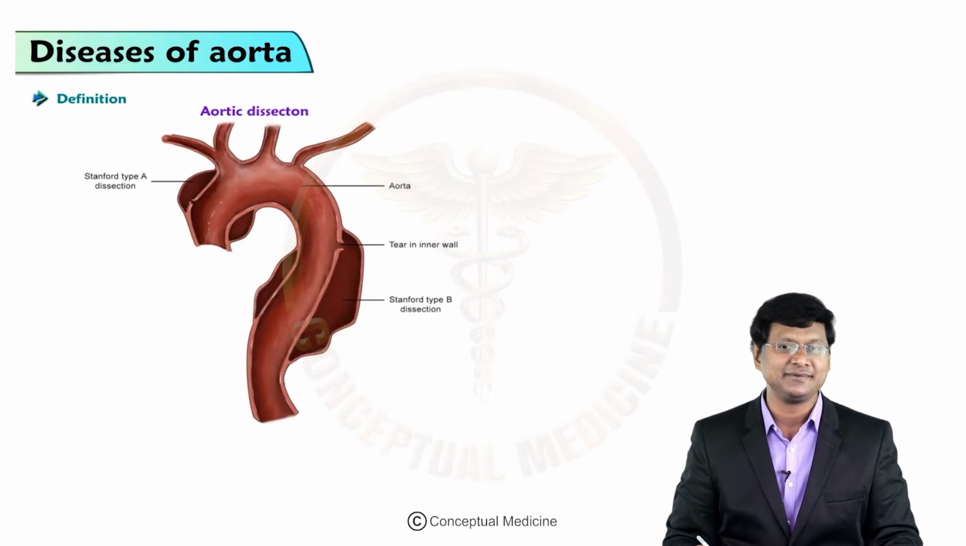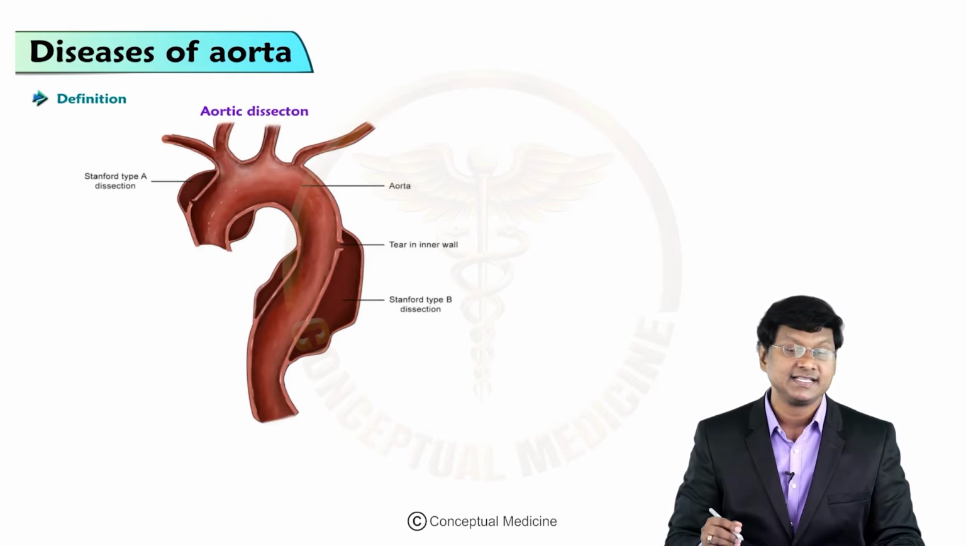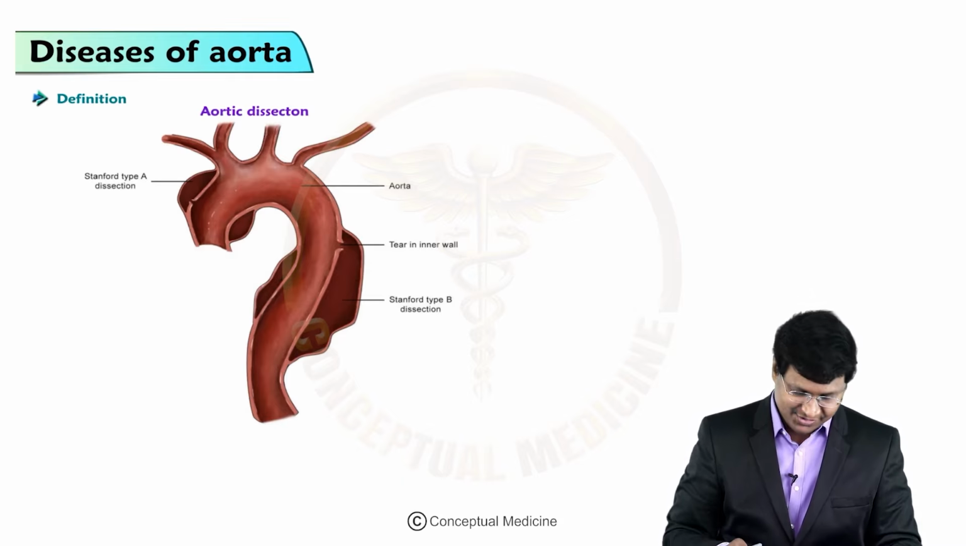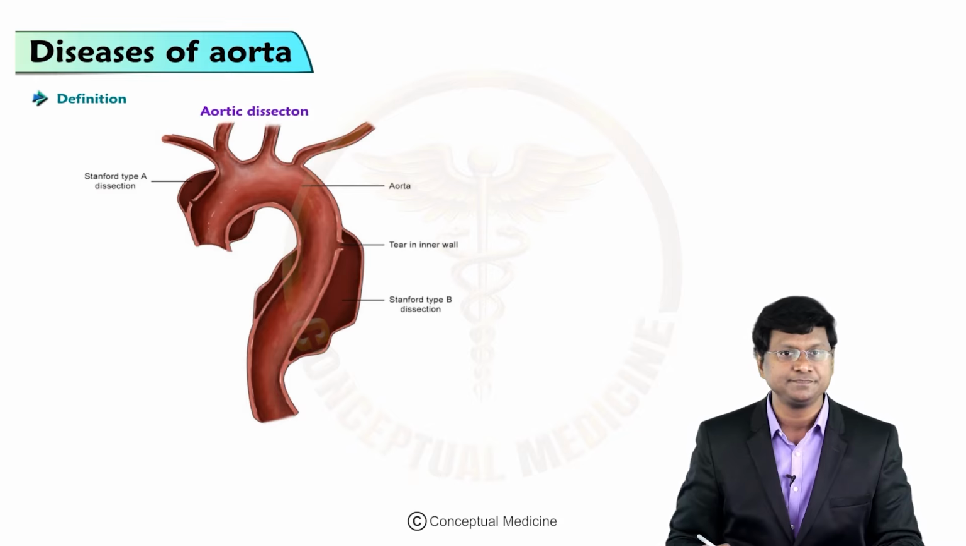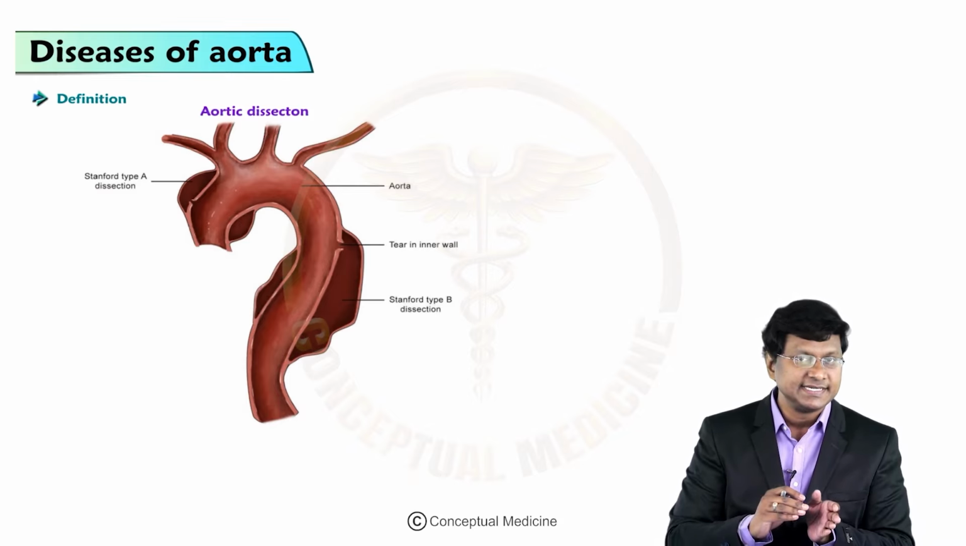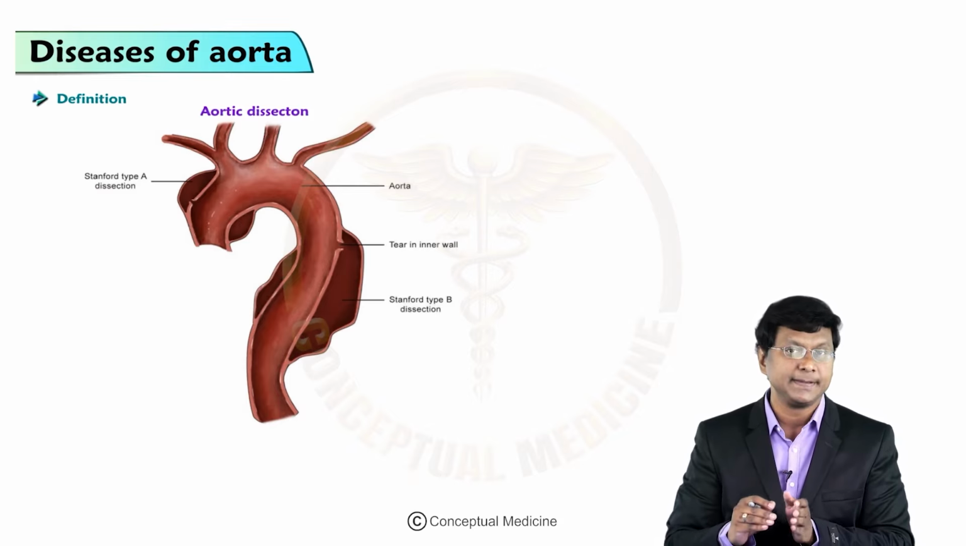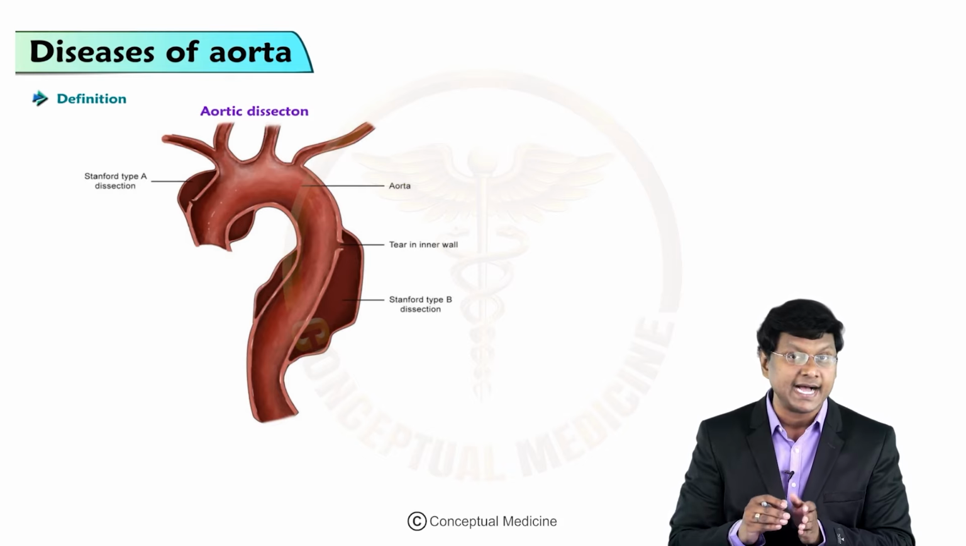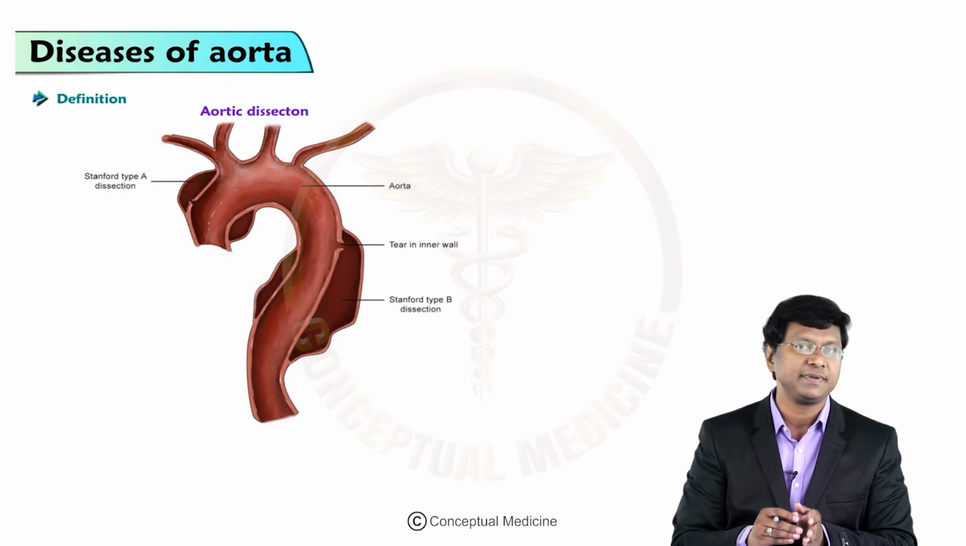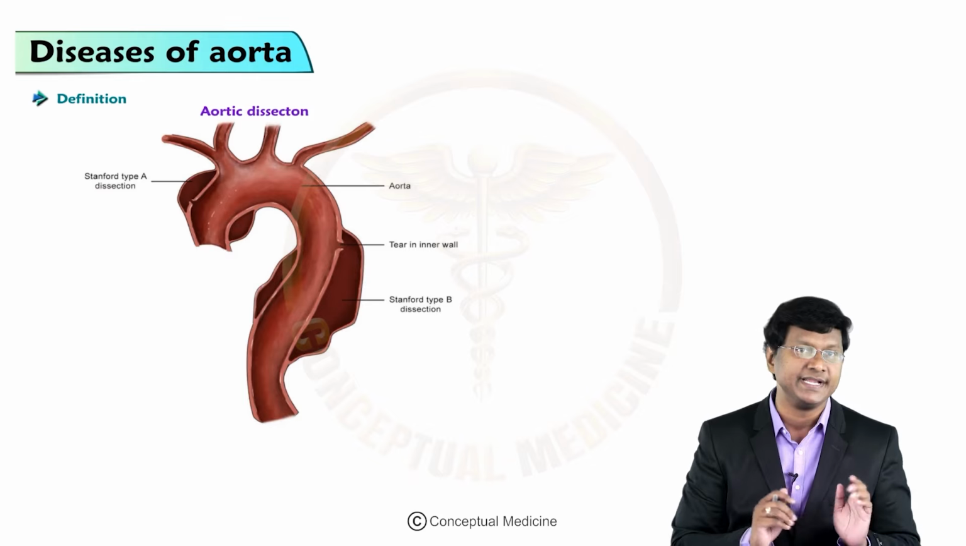In this session, I will be discussing a very important topic, that is disorders of the aorta, in which I will be discussing the very important topic, that is aortic dissection. So, if you see the definition of aortic dissection, it is the dissection of blood between and along the laminar planes of the aortic media.